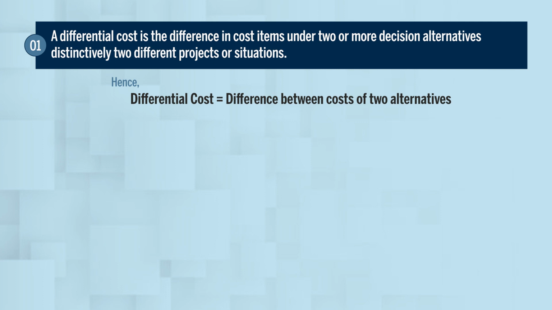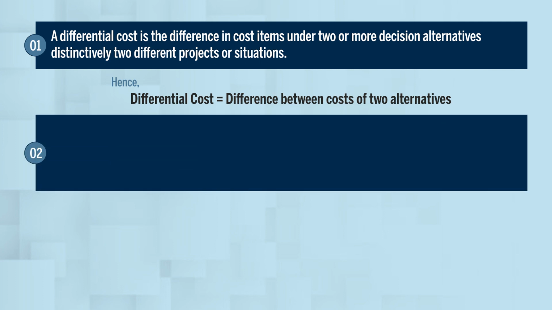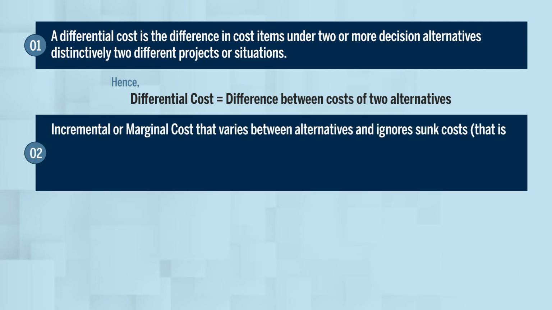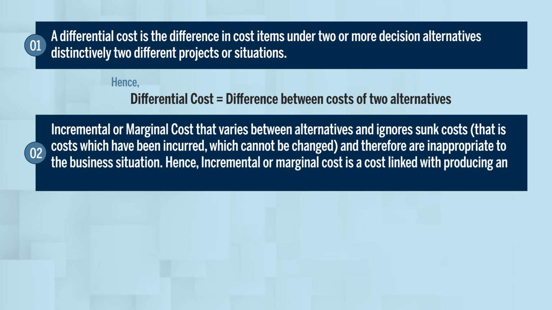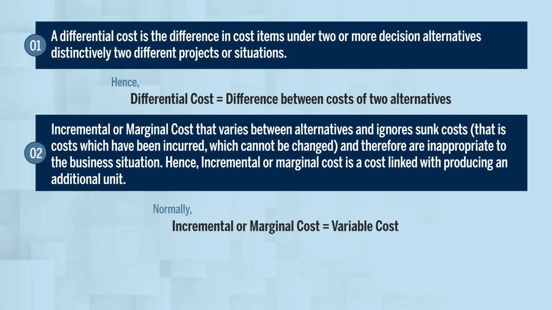Now, what does incremental or marginal cost mean? Incremental or marginal cost is cost that varies between alternatives and ignores sunk costs. What is sunk cost? That is cost which has been incurred, which cannot be changed, and therefore is inappropriate to the business situation. Hence, incremental or marginal cost is a cost linked with producing an additional unit, and normally incremental or marginal cost is equal to variable cost.